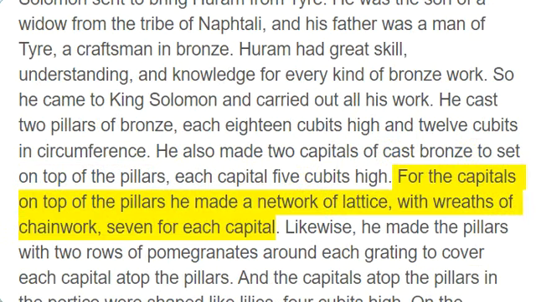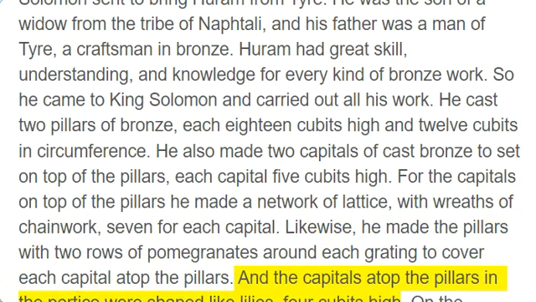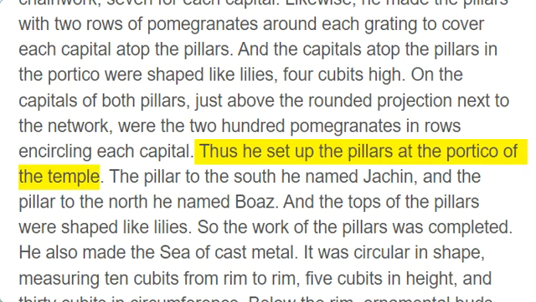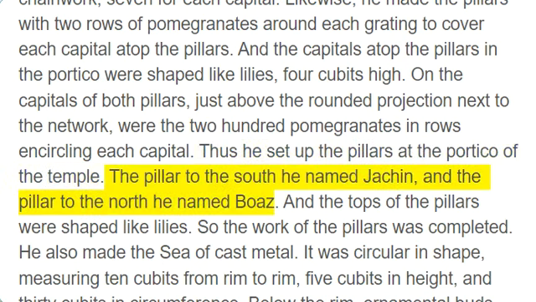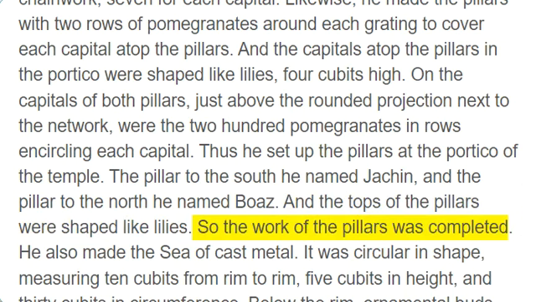For the capitals on top of the pillars he made a network of lattice, with wreaths of chain work, 7 for each capital. Likewise, he made the pillars with 2 rows of pomegranates around each grating to cover each capital atop the pillars. And the capitals atop the pillars in the portico were shaped like lilies, 4 cubits high. On the capitals of both pillars, just above the rounded projection next to the network, were the 200 pomegranates in rows encircling each capital. Thus he set up the pillars at the portico of the temple. The pillar to the south he named Jachin, and the pillar to the north he named Boaz. And the tops of the pillars were shaped like lilies. So the work of the pillars was completed.